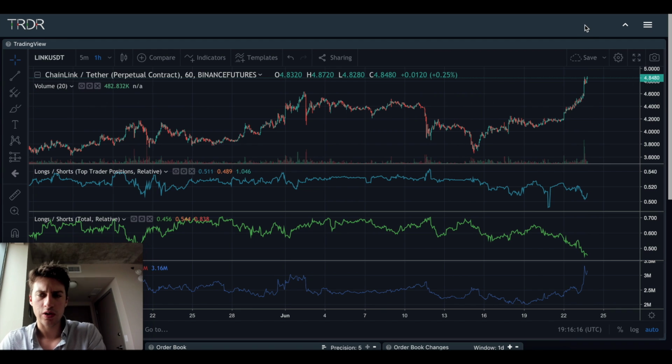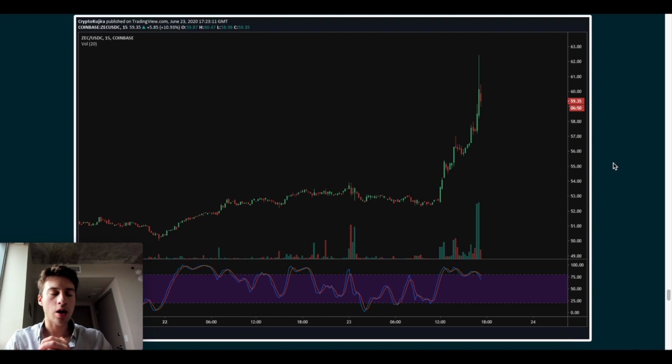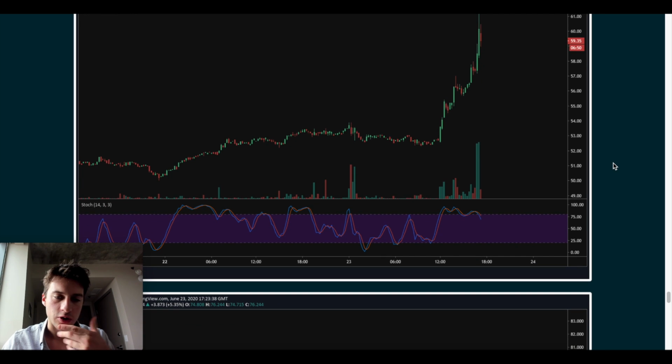Yeah, this is it. Link is interesting. So it looks like a lot of chartists on TradingView are bullish. That's not Link, but are bullish on Link. But it seems like a lot of their trades are actually bearish.